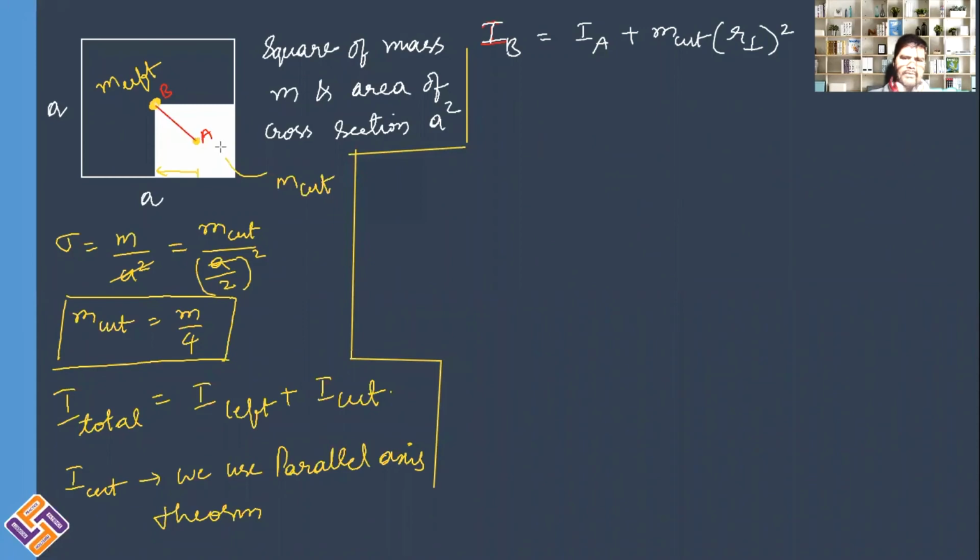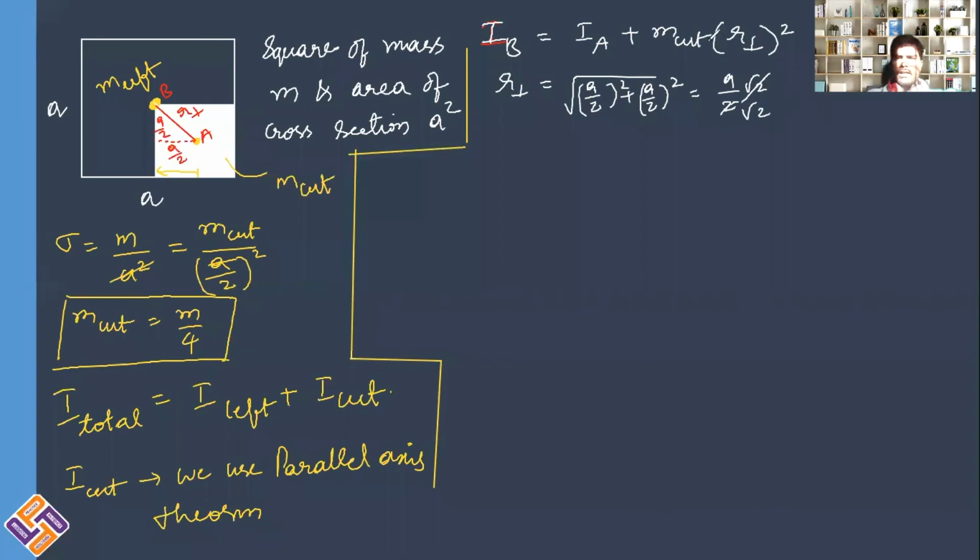Now what will be this perpendicular distance? R perpendicular can be written as, this is a by 2, and obviously this also will be a by 2. Now this will be a by 2 whole square plus a by 2 whole square, that is root 2 into a by 2. So R perpendicular is equal to under root a by 2 whole square plus a by 2 whole square, which is equal to a by 2 into root 2, and root 2 into root 2 gets cancelled. So that is R perpendicular.